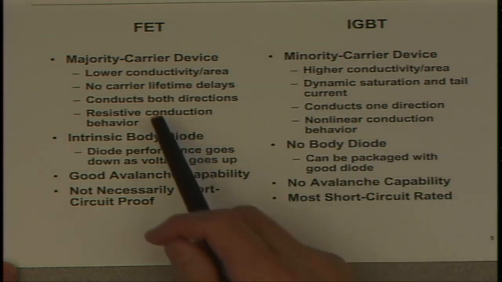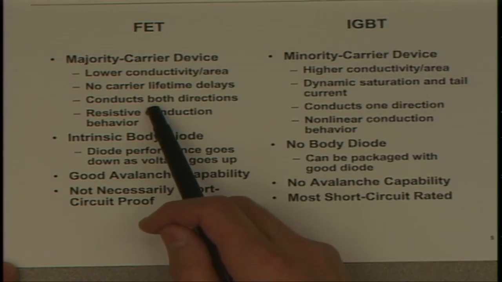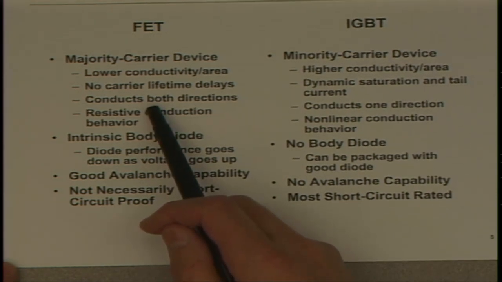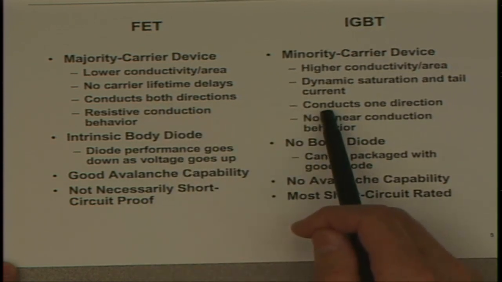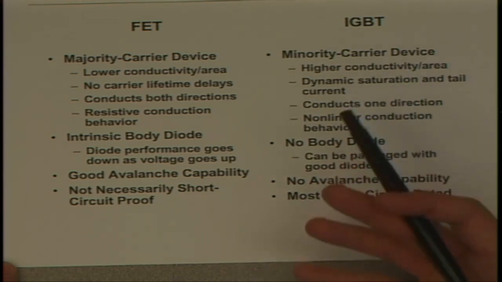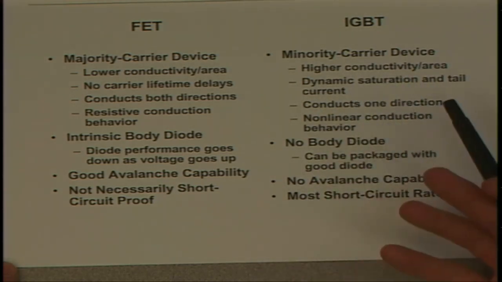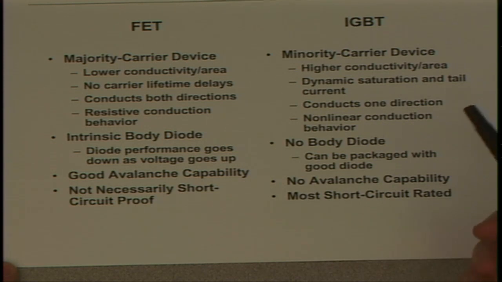A FET conducts in both directions, right? So you can turn it on and use it as a synchronous rectifier, whereas with an IGBT you cannot. So that's one of the drawbacks, you could say. But if you're operating at 600 volts or 1200 volts, that extra volt maybe isn't such a big deal.